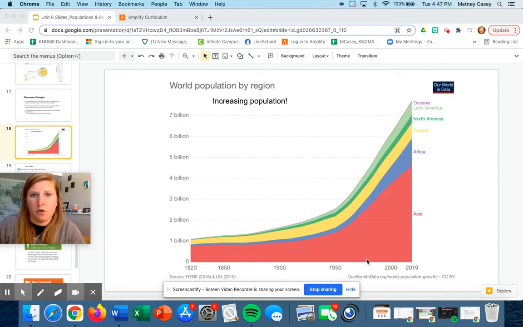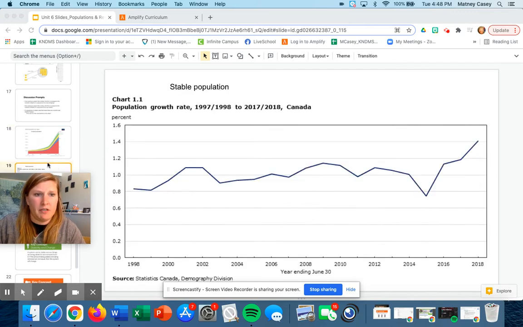So here you see the world population is increasing over time. At around 2019, or about now, there's just a little over 7 billion people. And then that's continuing to increase. We think by 2050, there will be about 9 billion people in the world. Now, that's an example of an increasing population.